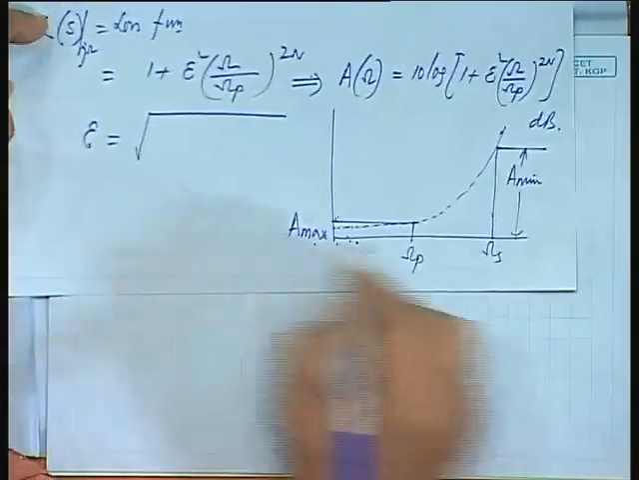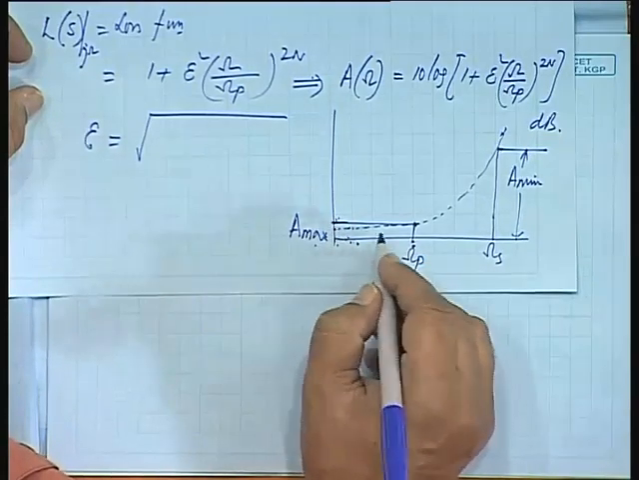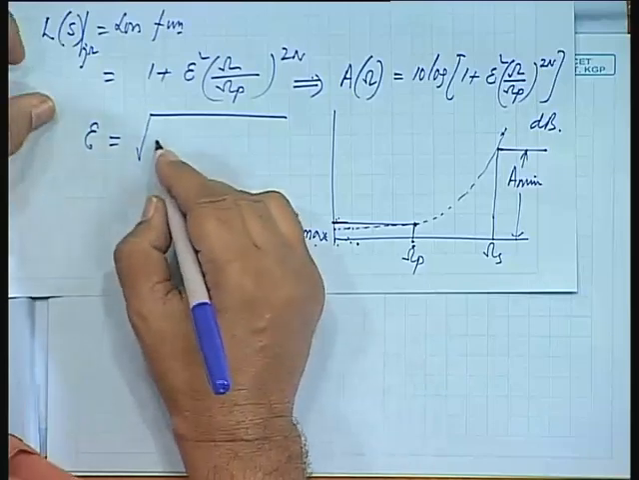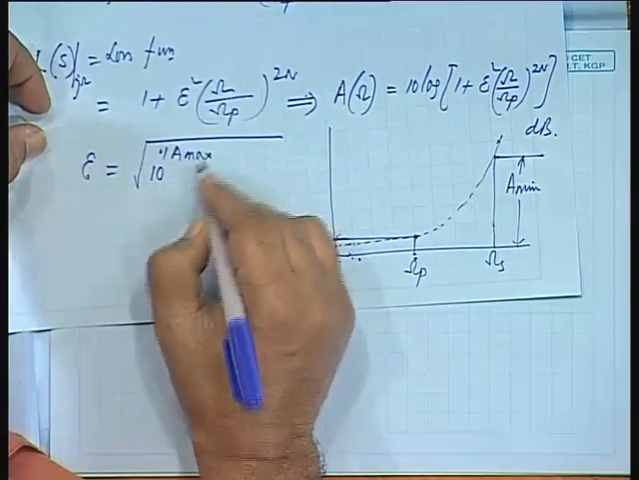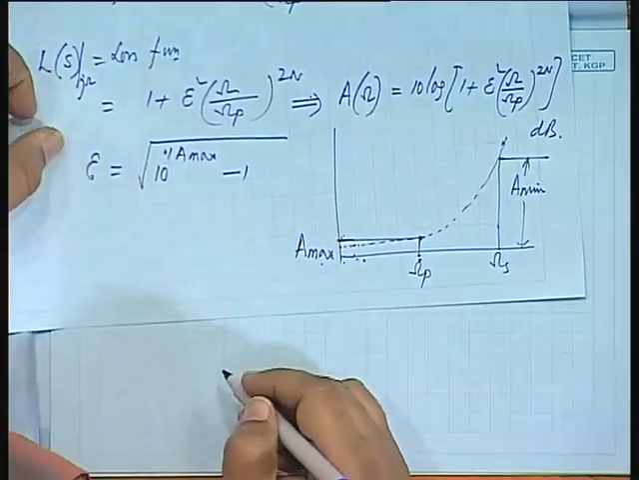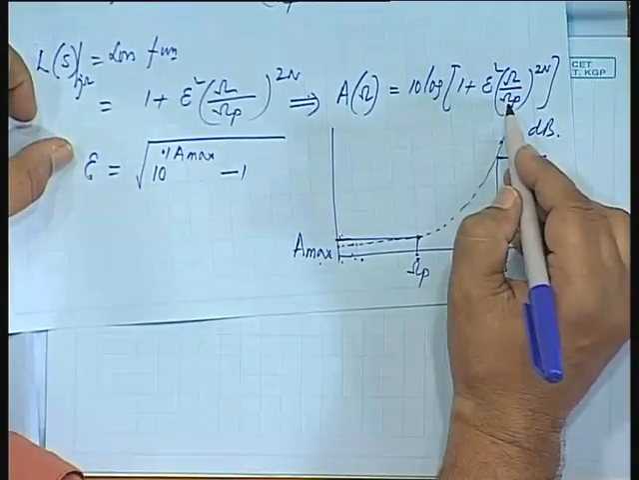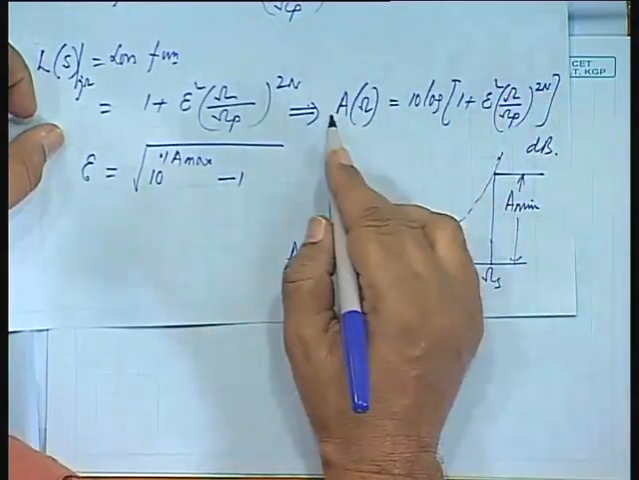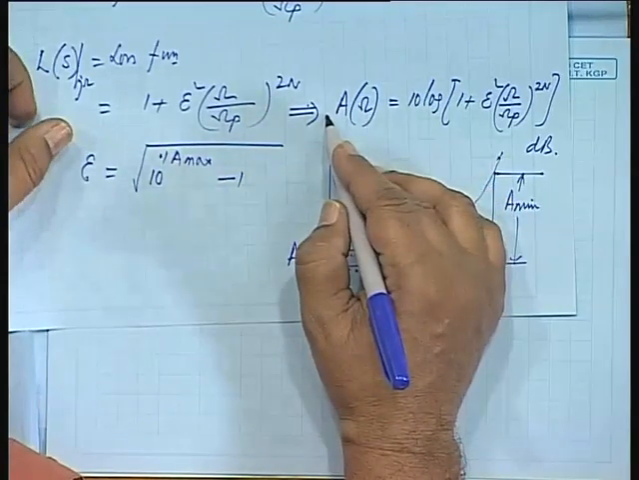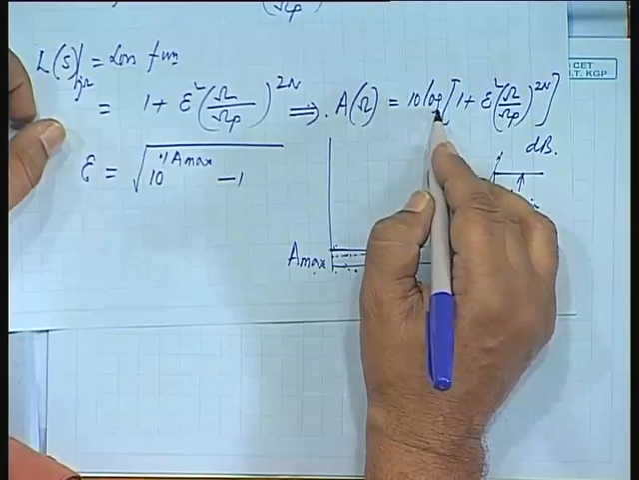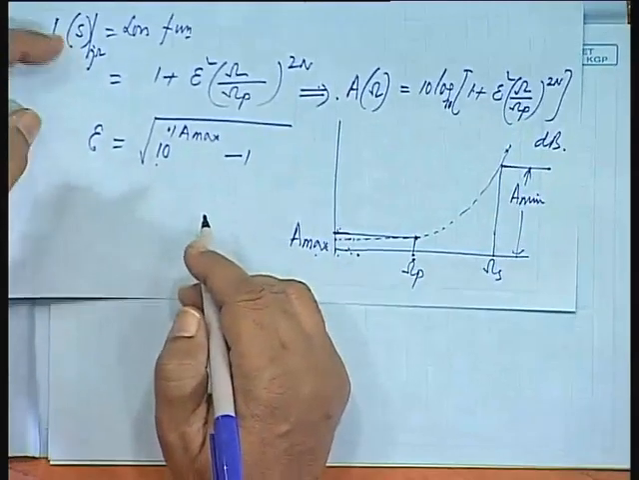So, epsilon, if you are given this specification that in the pass band A max is the maximum loss, then 10 to the power 0.1 A max minus 1 under root will be epsilon from here itself. When omega is equal to omega p, that will become epsilon squared. So, A corresponds to A maximum. So, 0.1 A max. If you exponentiate with respect to the base 10, so 10 to the power this minus 1, that gives me epsilon.